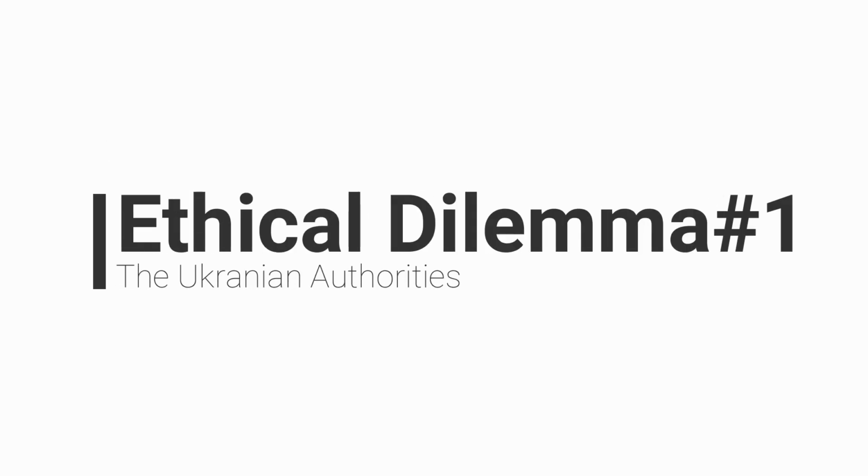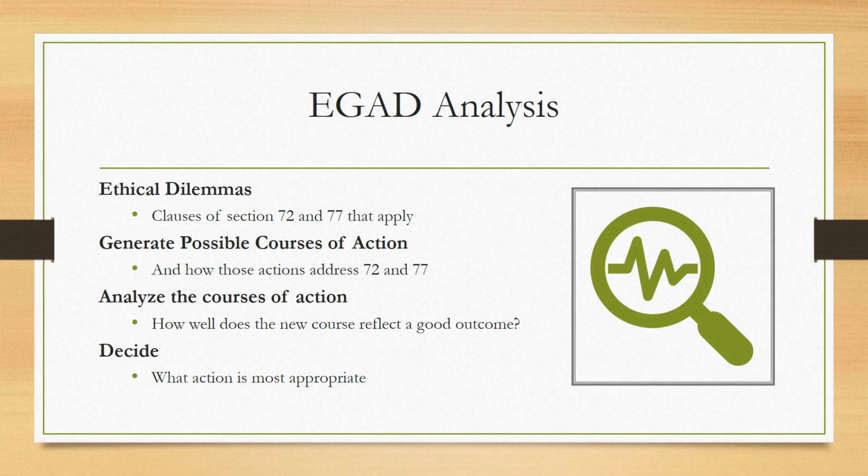From this, we get our first ethical dilemma. We will analyze this dilemma using the EGAT analysis technique. In this technique, we identify the ethical dilemmas, generate possible courses of action, analyze the courses of action, and decide which is the most appropriate.